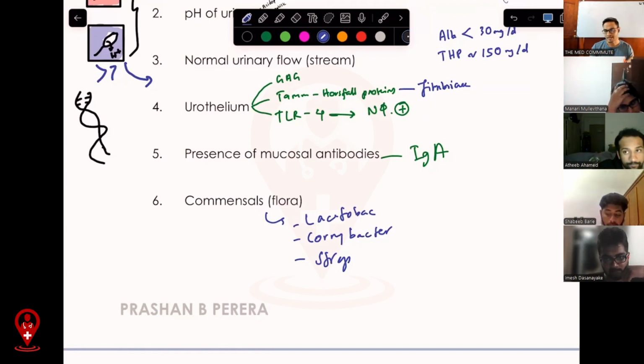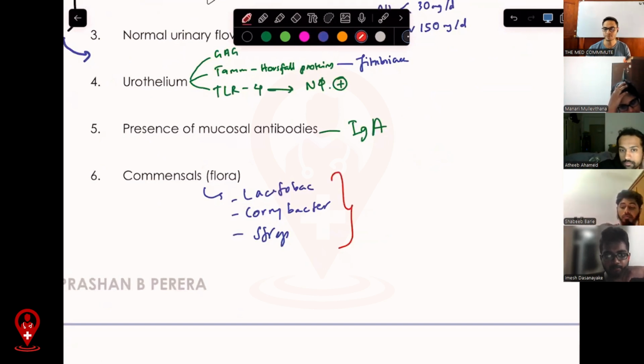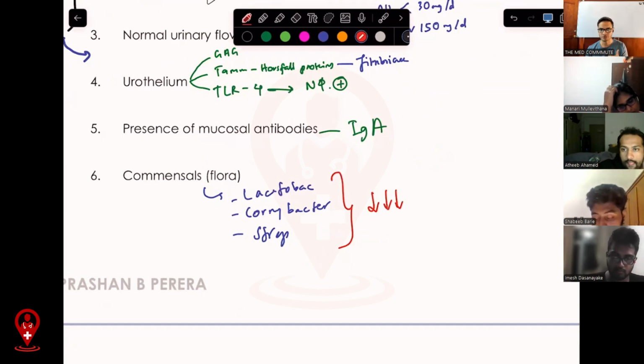What is going to happen, guys? In certain conditions, these species can reduce in number. What are these conditions? One thing, if we put the patient on broad spectrum antibiotics, it can reduce the flora. Another thing, certain antibiotic creams can reduce it. Certain spermicidal gels, guys. Spermicidal gel, you all know, is for contraception.